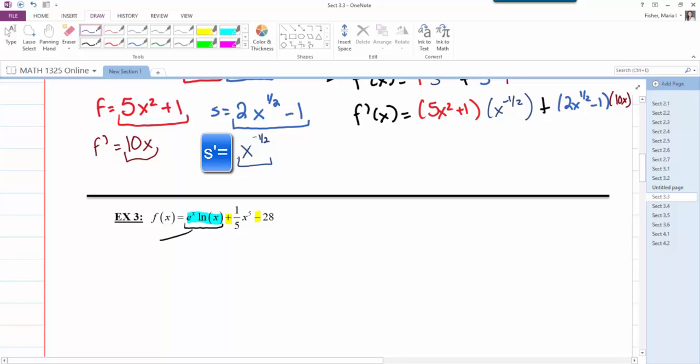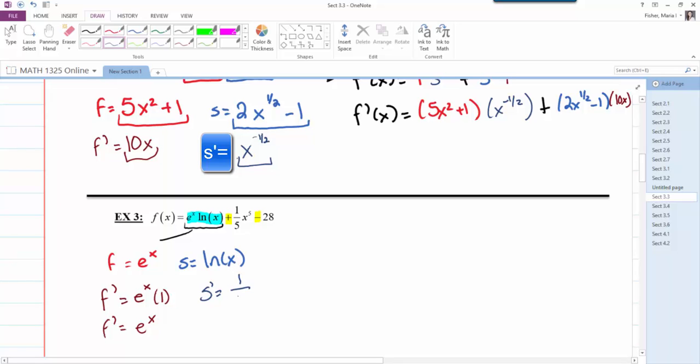So if I apply the product rule to this first term, again, I know that my first is going to equal e to the x, and my second is going to equal the natural log of x. And I know that I'm going to need to find the derivative of my first and the derivative of my second. Well, the derivative of e to the x is going to be e to the x times the derivative of x. Well, the derivative of x I know is 1. If I multiply e to the x times 1, I get e to the x. So the derivative of the natural log of x we know is going to be the derivative of x. Well, the derivative of x is 1 over x.